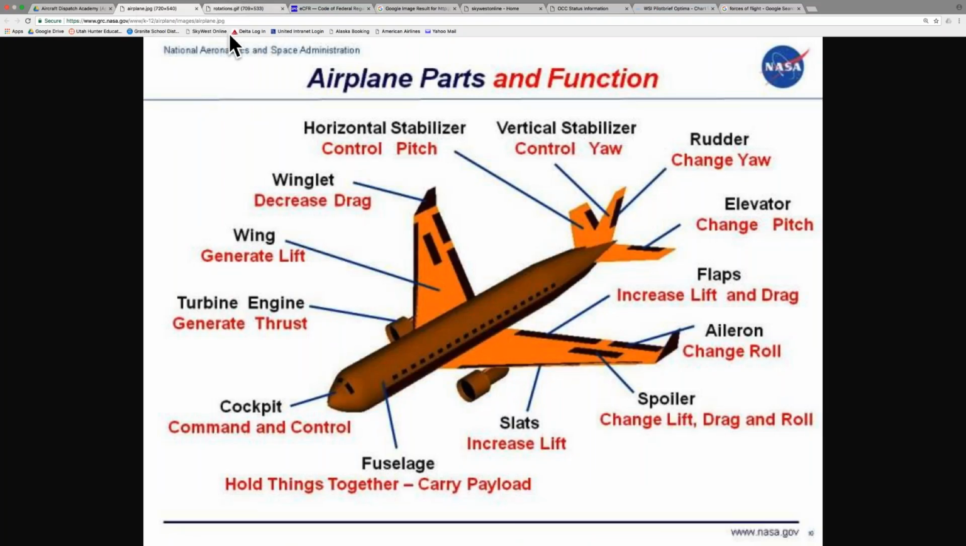Going back to this image, the slats on the leading edge of the wing operate similar to a flap, but they drop off the front. They'll come down, not in front of the engine, but on the front of the wing, and they operate in unison with the flaps. Like I said, it's just changing the angle of that wing.